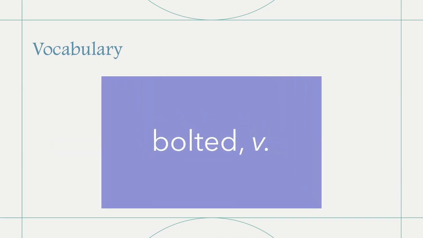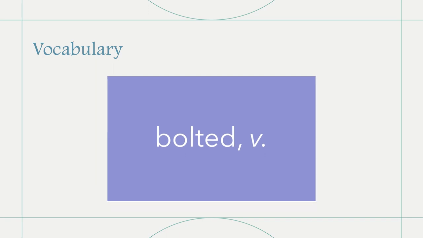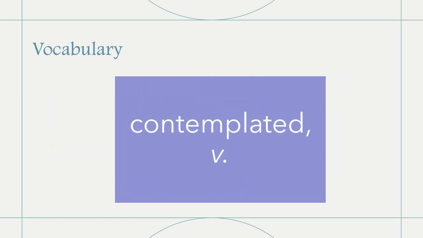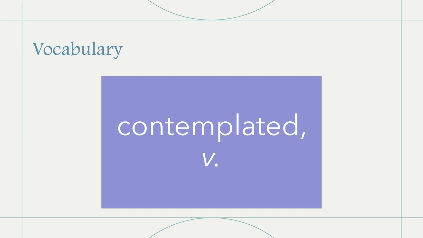Bolted, verb. It means moved or ran off suddenly. Example: When it began raining, Evan bolted into his house to stay dry. Contemplated, verb. It means considered or thought about, pondered. Example: Thomas Edison contemplated all the ways electricity could be used in his inventions.